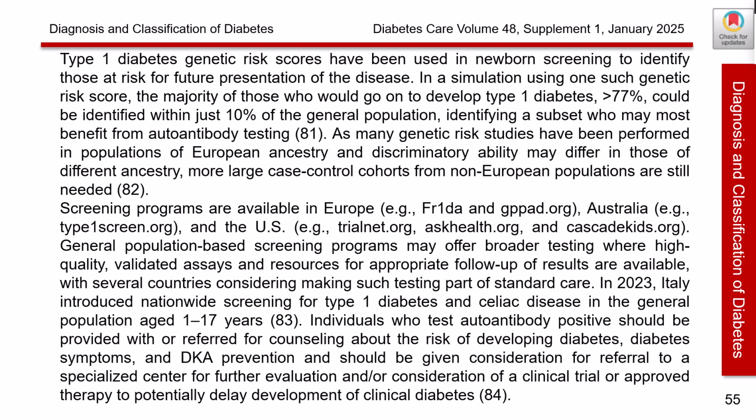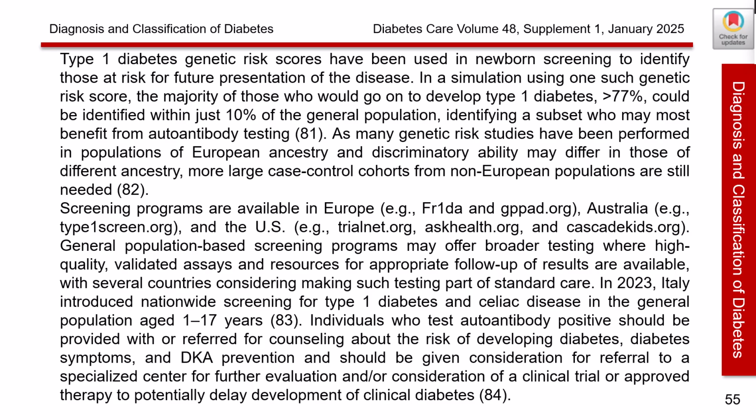Type 1 diabetes genetic risk scores have been used in newborn screening to identify those at risk for future presentation of the disease. In a simulation using one such genetic risk score, the majority of those who would go on to develop type 1 diabetes, greater than 77%, could be identified within just 10% of the general population, identifying a subset who may most benefit from autoantibody testing.